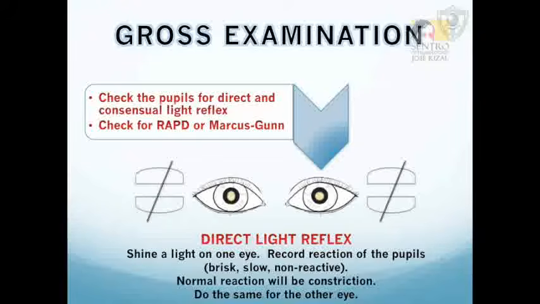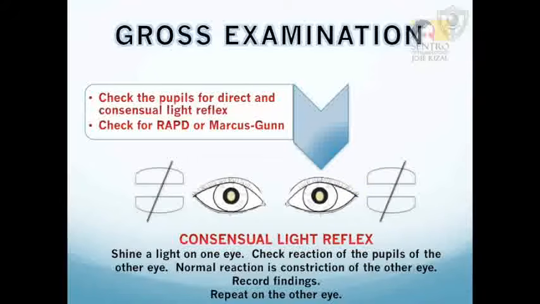Check the pupils for direct and consensual light reflex. When checking for the direct light reflex, shine the light on one eye and record the reaction of the pupils. The normal reaction will be a brisk constriction. Check also the other eye. When checking for the consensual light reflex, shine light on one eye. Check the reaction of the pupils of the other eye. The normal reaction will be brisk constriction of the other eye. Record your findings, and repeat on the other eye.